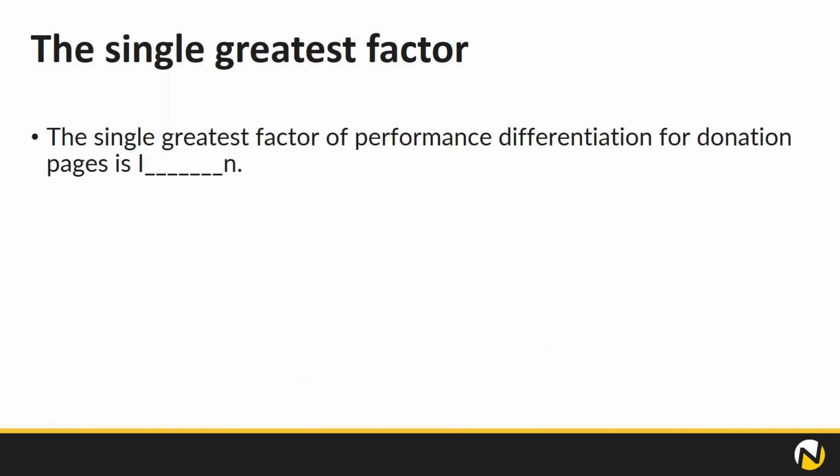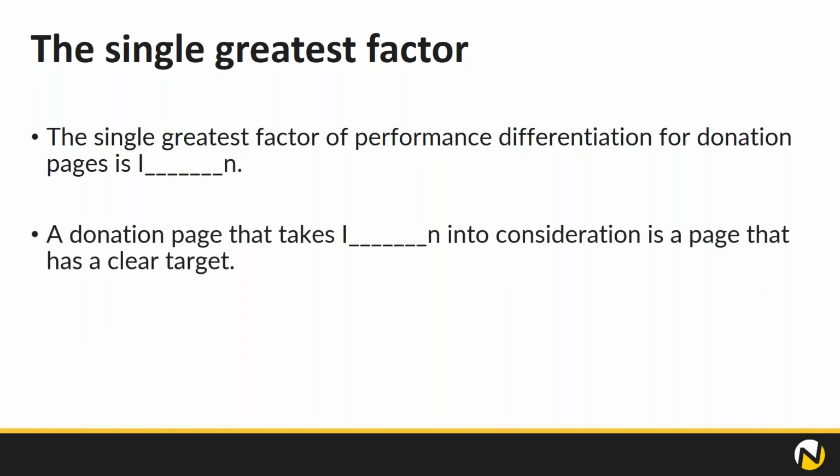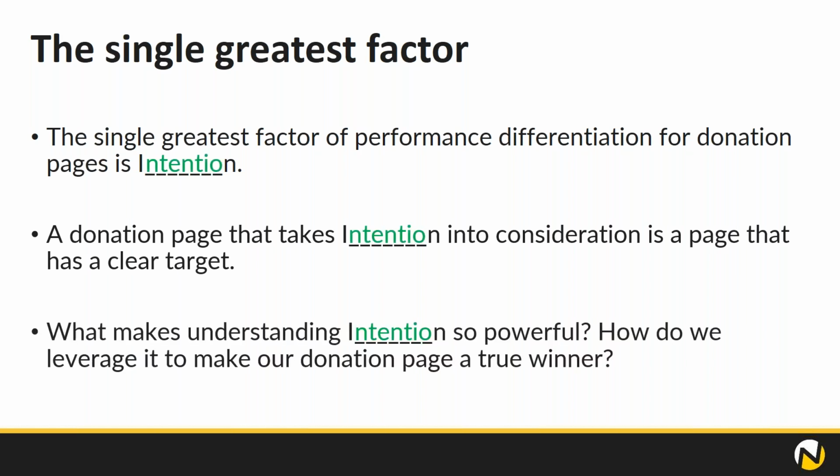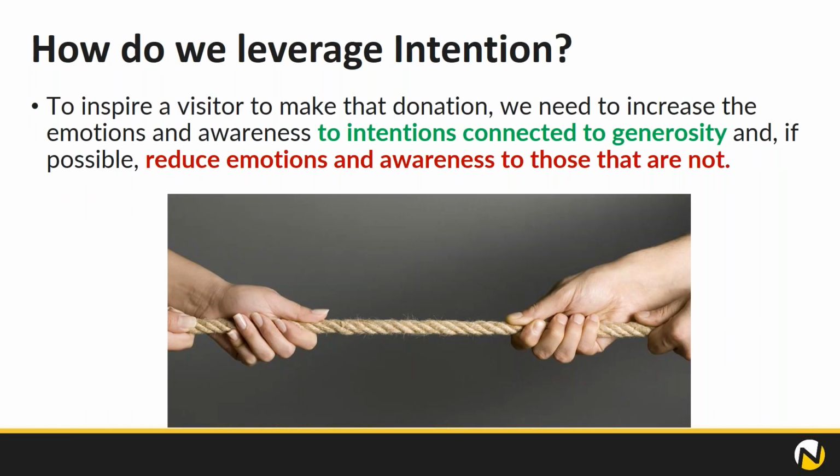And here's the point. The single greatest factor of performance differentiation for donation pages is intention. Write that down. That's why it's blank. It's intention. Okay? And a donation page that takes intention into consideration is one that has a clear target. So what is it that makes understanding intention so powerful? How do we leverage it to make our donation page a true winner? Well, this is how. To inspire a visitor to make that donation, we need to increase the emotions and awareness to intentions connected to generosity. And if possible, reduce the emotions and awareness to those that are not.